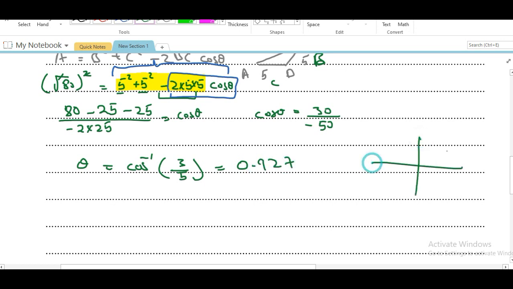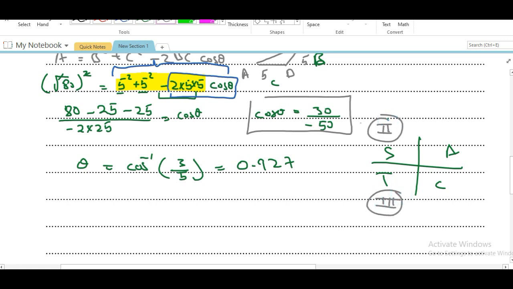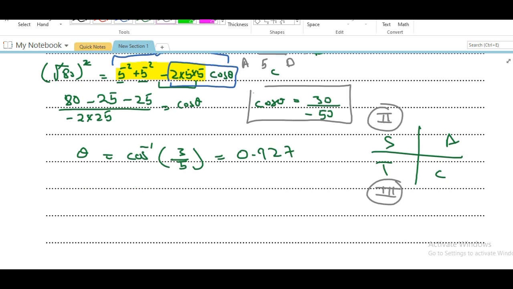Now the concept of quadrants, so A, S, T, C. Since cos theta is negative over here, we are going to take the second quadrant or third quadrant. Why can't we take the third quadrant? Because it would exceed 180, and the sum of the angles in a triangle is 180. So our theta should be in the second quadrant. We can't have a triangle with one angle greater than 180. So our theta is in the second quadrant.